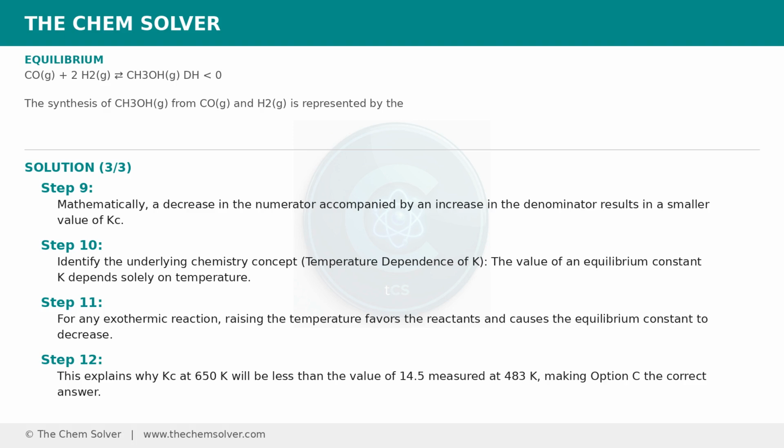Identify the underlying chemistry concept: temperature dependence of K. The value of an equilibrium constant K depends solely on temperature. For any exothermic reaction, raising the temperature favors the reactants and causes the equilibrium constant to decrease. This explains why Kc at 650 Kelvin will be less than the value of 14.5 measured at 483 Kelvin, making option C the correct answer.